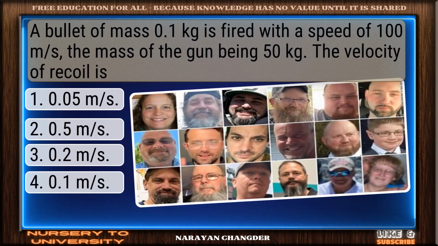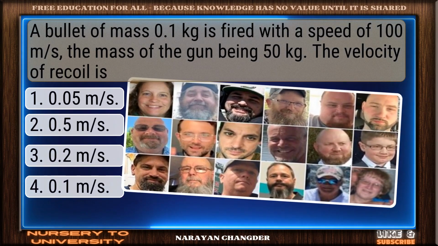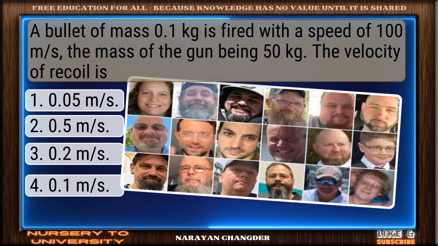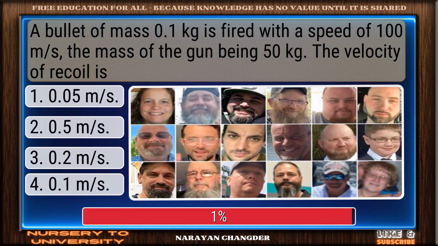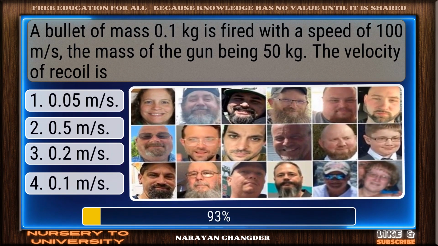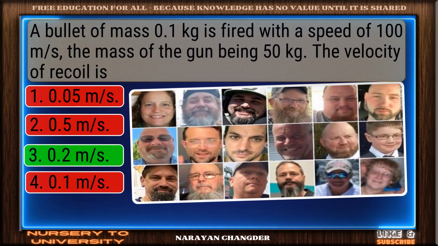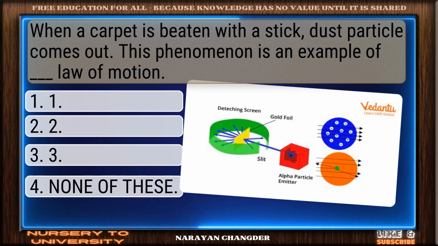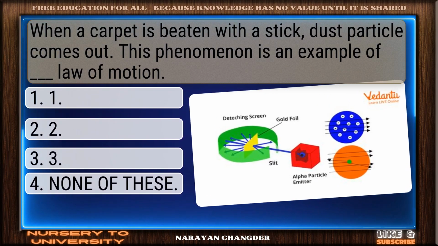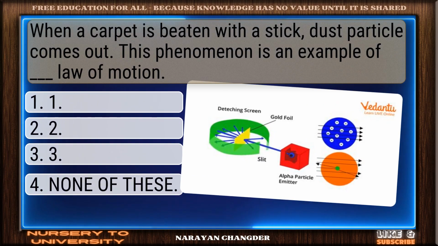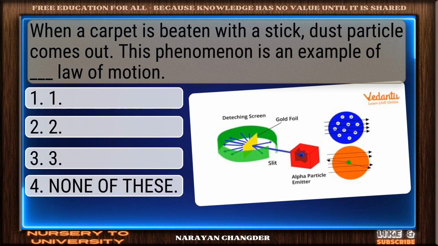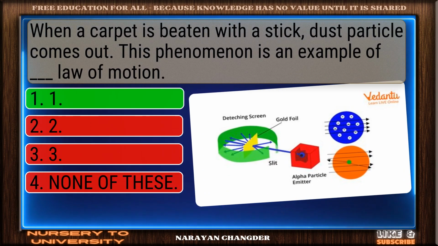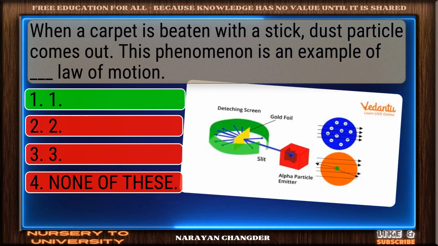Question number 82. A bullet of mass 0.1 kg is fired with a speed of 100 m/s, the mass of the gun being 50 kg. The velocity of recoil is... You chose 0.2 m/s and it is correct. Question number 83. When a carpet is beaten with a stick, dust particles come out. This phenomenon is an example of which law of motion? You're right. 1 is the correct answer.